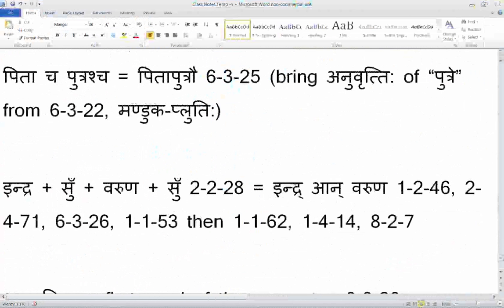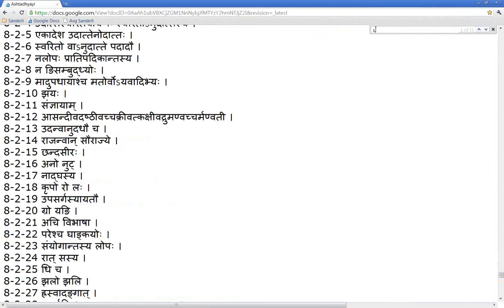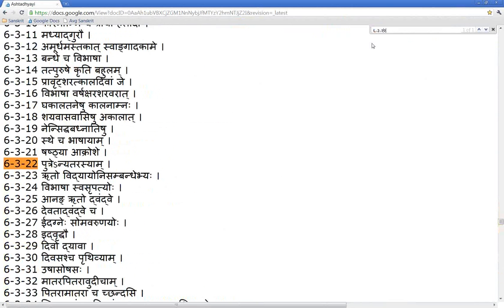So manduka prati. Okay. Manduka prati means that, like a frog's jump, the anuvritti jumps. It skips one or two rules and goes to the next rule. So what's happening here in this sutram, putre anyatarasyam, is that from here, putre will jump these two and come over here.